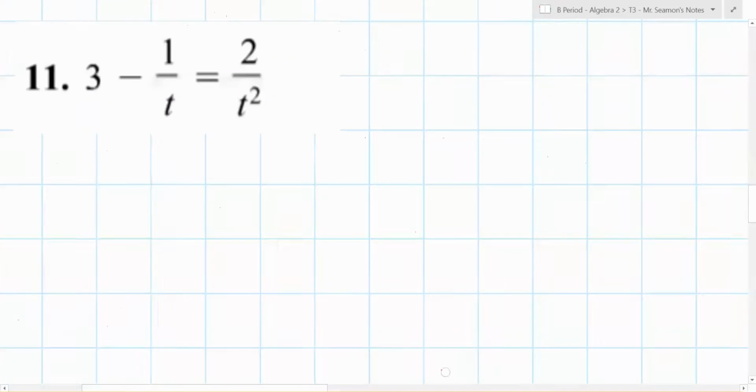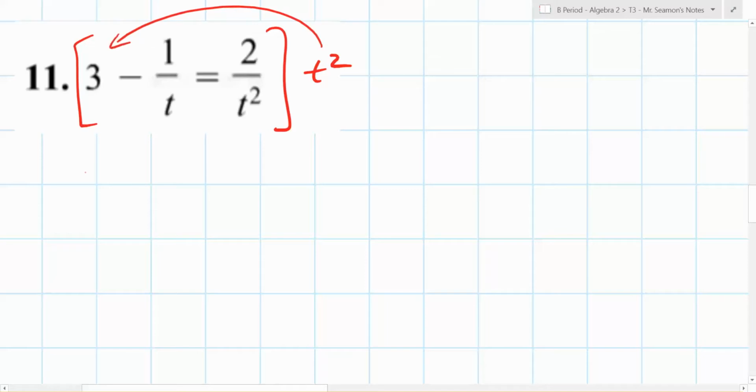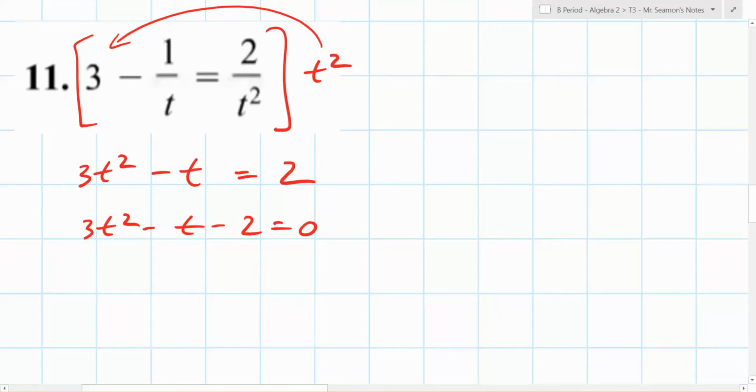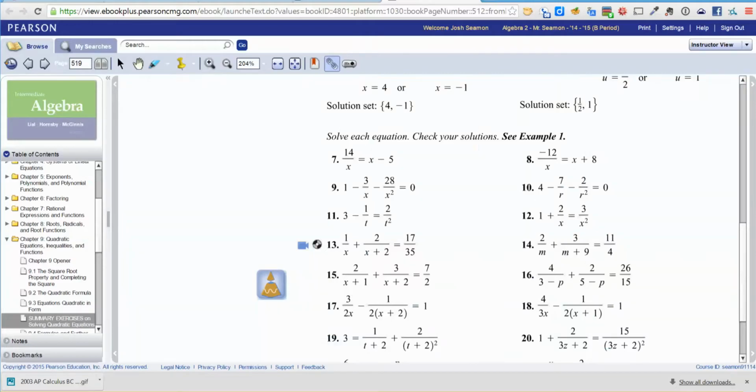Yes? Yeah. What do we multiply everything by? T squared. So what's 3 times t squared? 3t squared. And then it's going to be minus what? 1t equals 2. Is that in proper quadratic form? No. So it's 3t squared minus t minus 2 equals 0. What's the method you like if it's possible to use? You like to factor, so at least try. Or does it say you have to use a method on this one? No. Solve each equation, yeah.